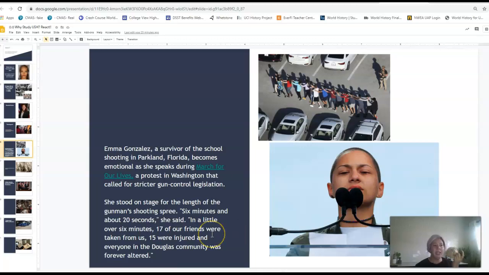She stood on the stage for the length of the gunman's shooting spree, and she said, 6 minutes and about 20 seconds. In a little over 6 minutes, 17 of our friends were taken from us, 15 were injured, and everyone in the Douglas community was forever altered. Why do we care about this? Why would I bring this up in a U.S. history class?